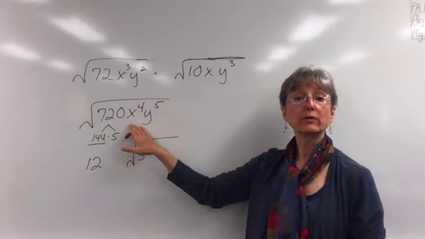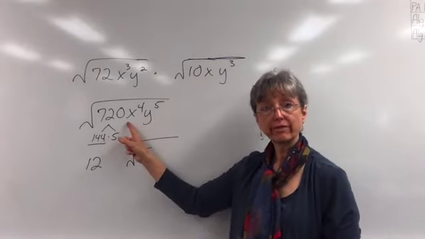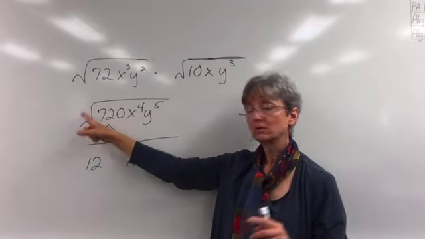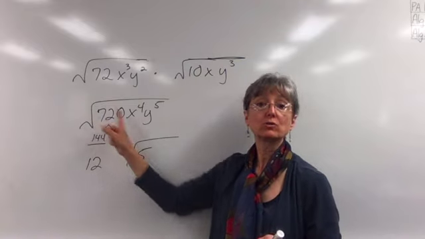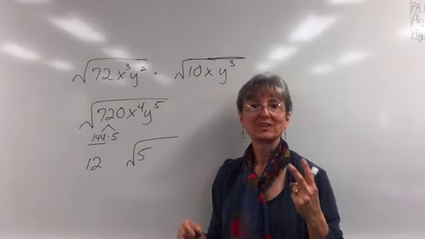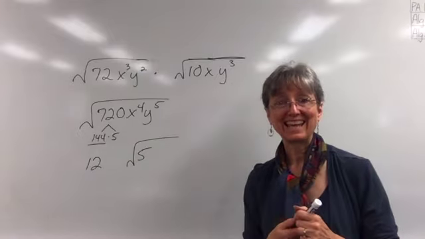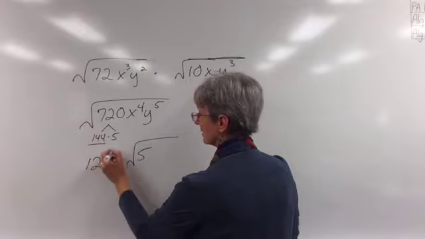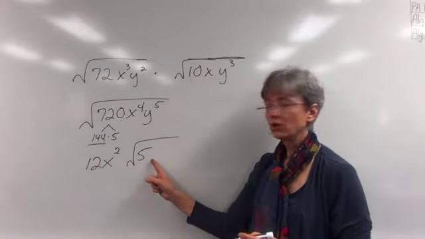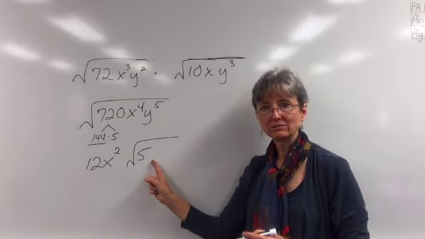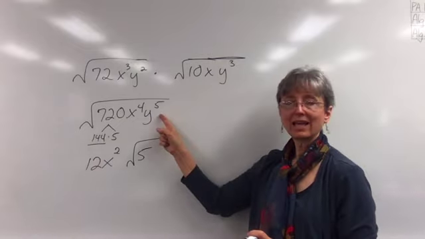Now let's deal with the variables one at a time. Okay, I have x to the 4th. My index is 2. So 4 divided by 2, in other words, how many groups of 2 are in 4? 2. 4 divided by 2 is 2. So that means I can pull out 2 x's. So I get x squared. There is no remainder, so there will be no x left in the radical. I've taken all of it out. The square root of x to the 4th is x squared, right?